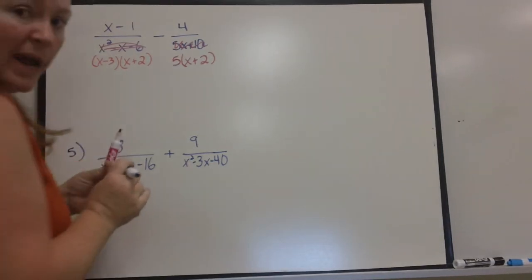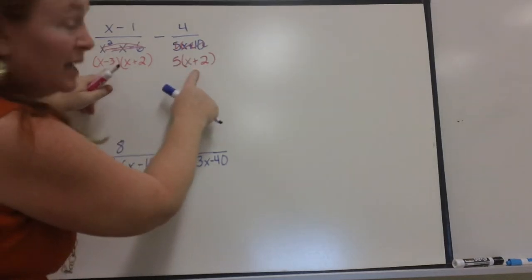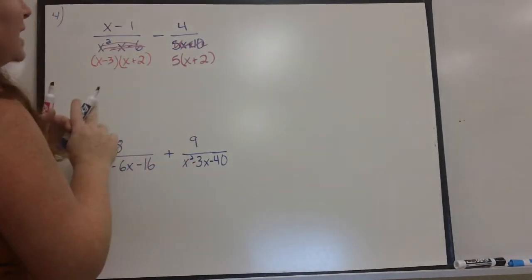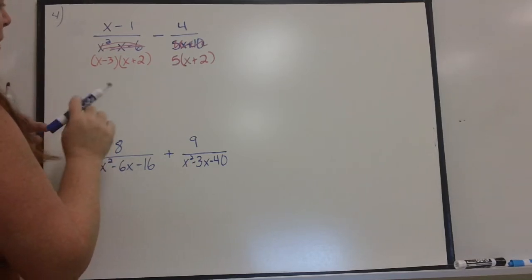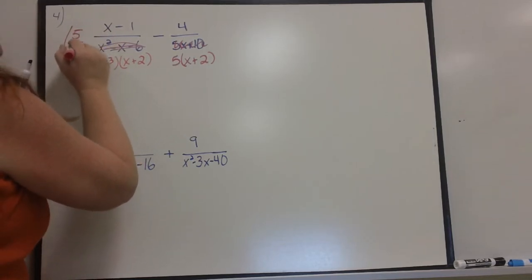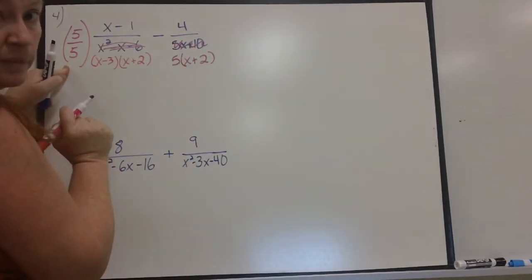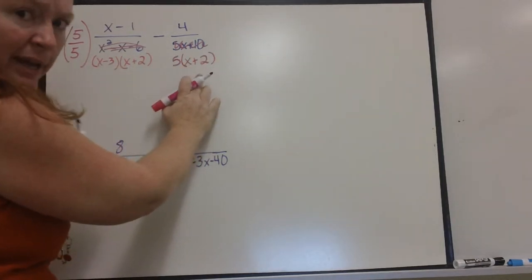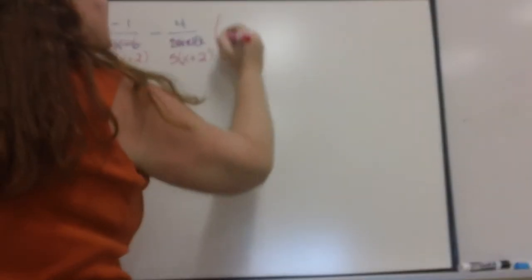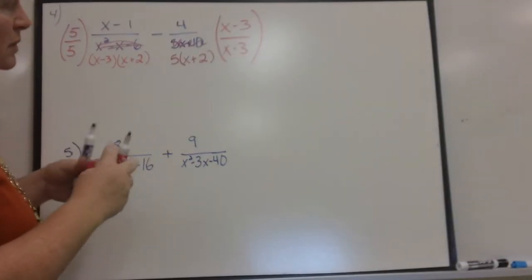Okay, this is where you ask yourself, what does this not have that this one does? This one has an x plus 2, this one has an x plus 2, but it doesn't have a 5. So what I'm going to do is I am going to multiply both sides, top and bottom, by 5. Now this has a 5 and an x plus 2. This one has a 5 and an x plus 2. All right? Now this fraction, what does this not have that this one has? An x minus 3. So I'm going to multiply top by x minus 3 and bottom by x minus 3 so that it stays equivalent.